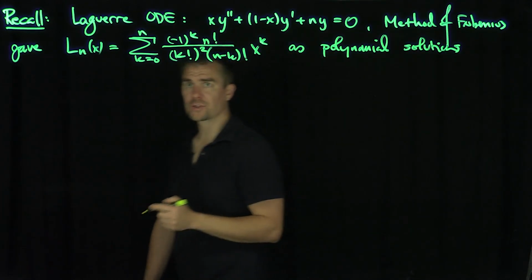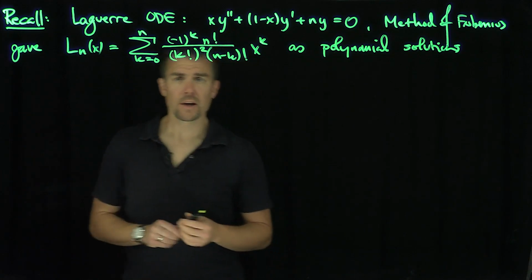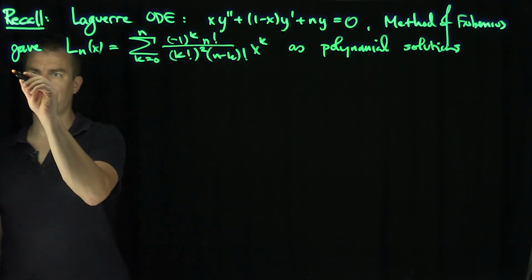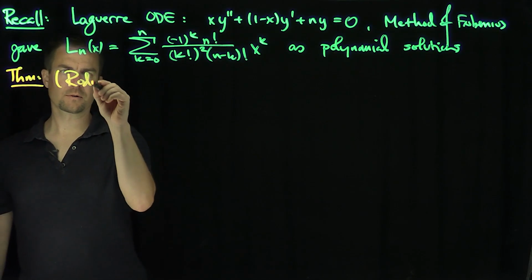Okay? And so what I'd like to show now is the following. We can sort of see a binomial coefficient popping up over here, right? And so now we can prove this result. It's called the Rodrigues formula. So here's the theorem due to Rodrigues.